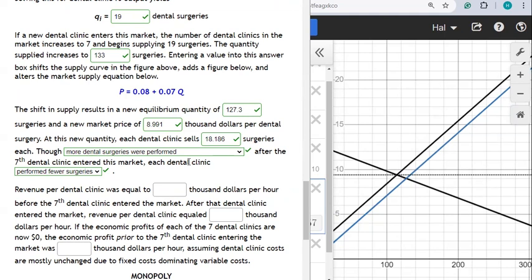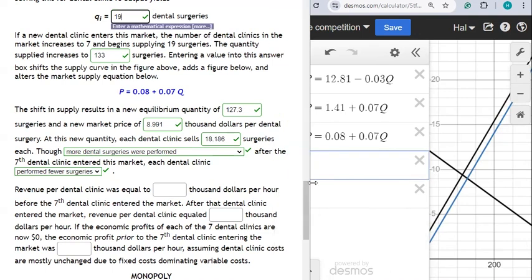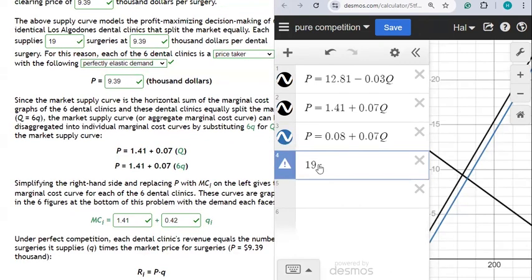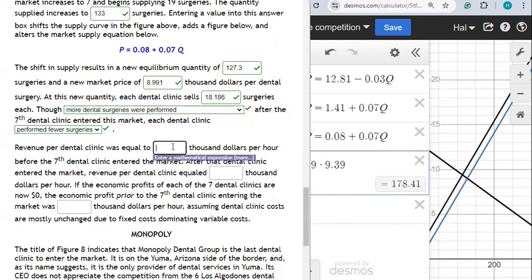Now, the revenue per dental clinic was equal to what? Okay, so each dental clinic was performing 19 surgeries an hour. They're performing them at a price of $9.39 thousand. The original revenue of the 6 original dental clinics was $178.41.